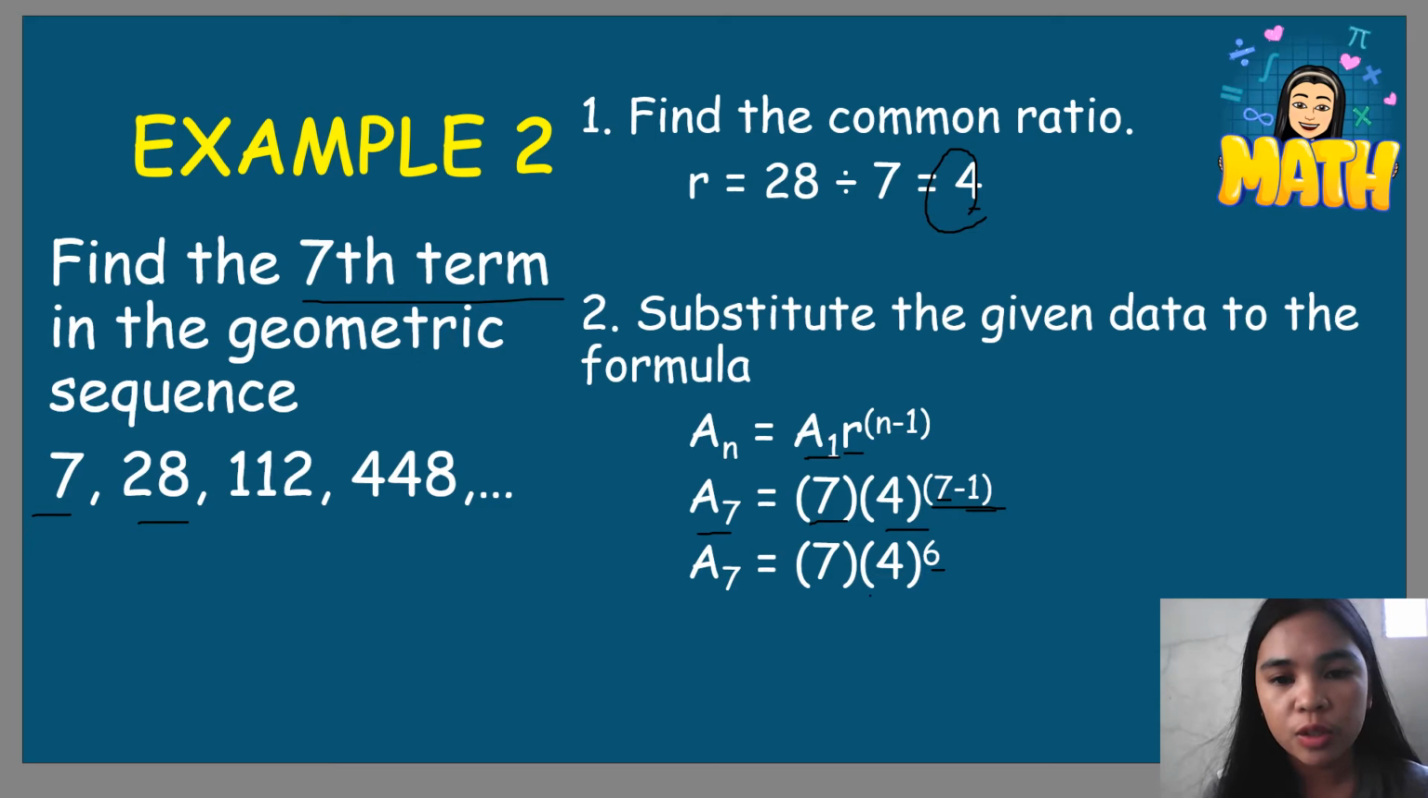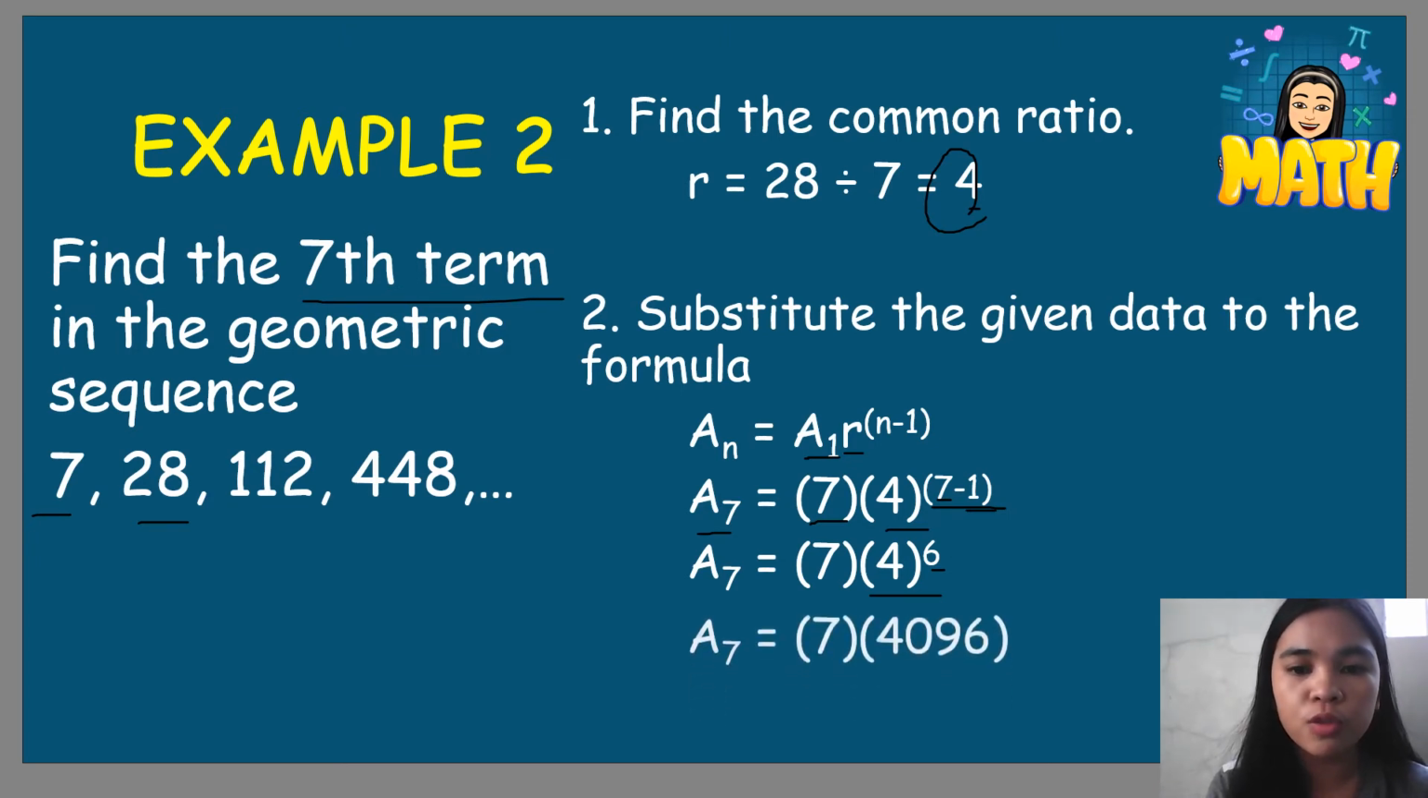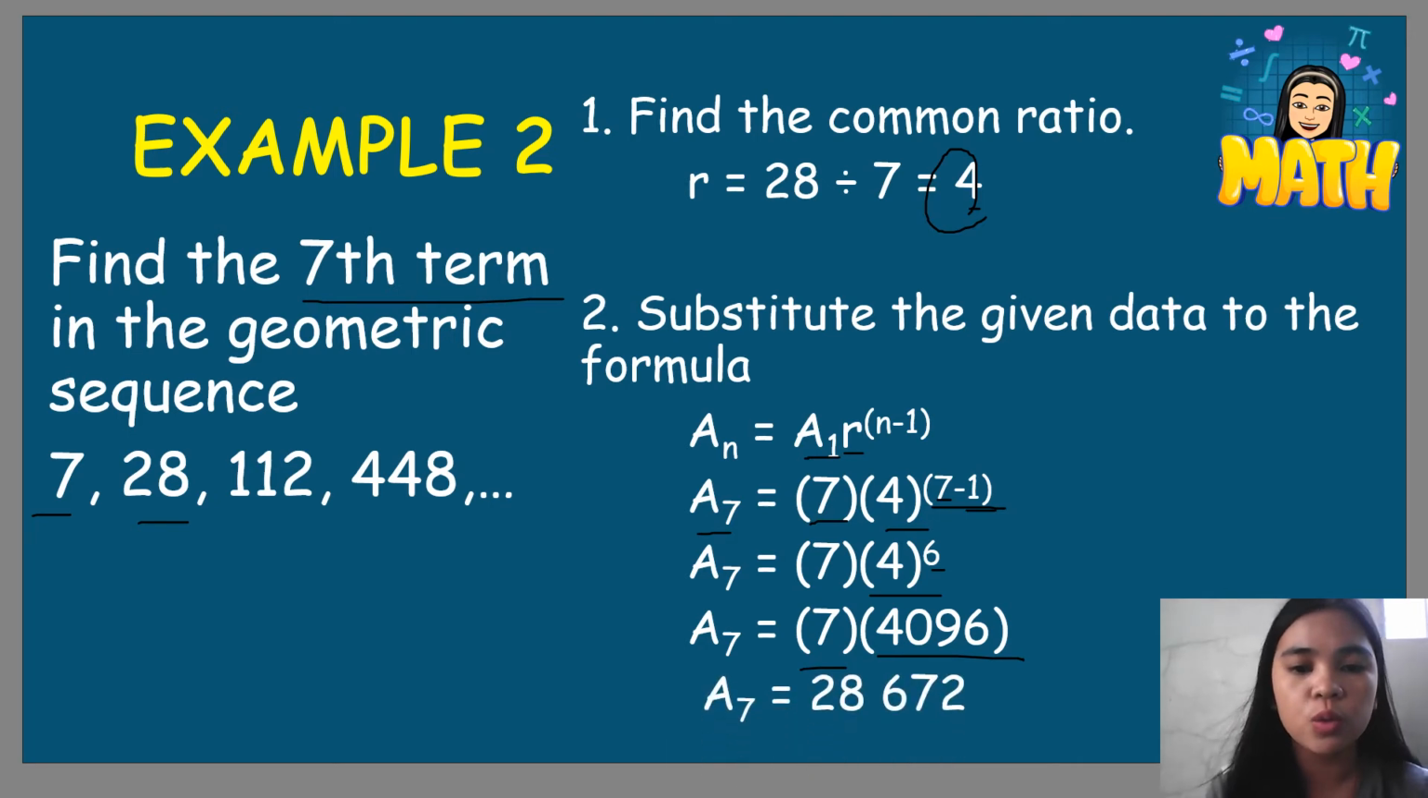Then, ito naman, 4 raised to 6. So, 4 times 4 times 4 times 4 times 4 times 4. So, 6 na beses mo i-multiply yung 4 sa sarili niya. So, that is equal to 4,096. So, 4,096 times 7 is equal to 28,672. Therefore, yung 7th term ng sequence na 7, 28, 112, and 448 is 28,672.